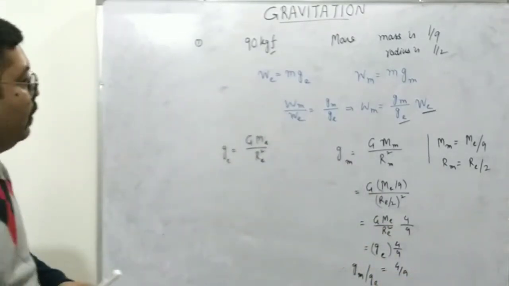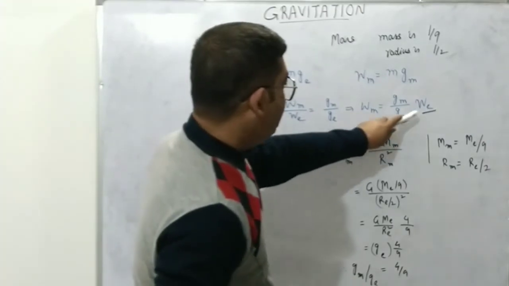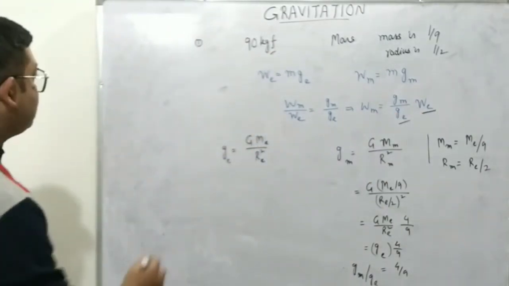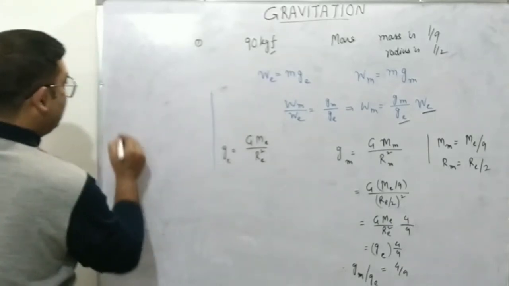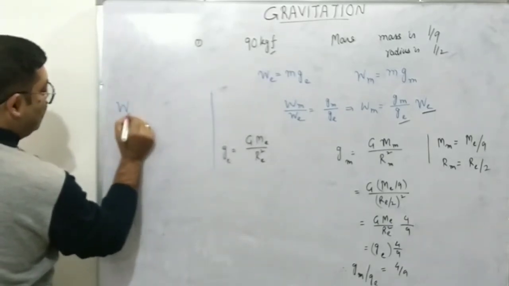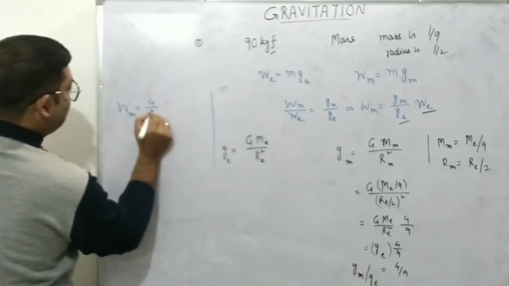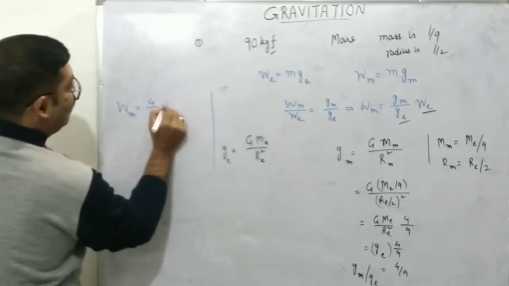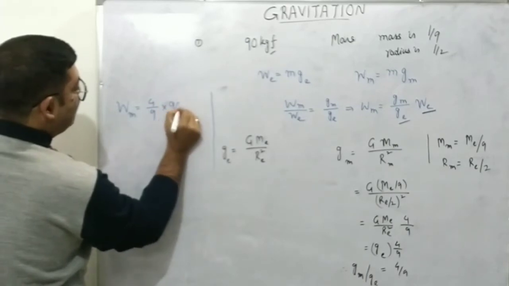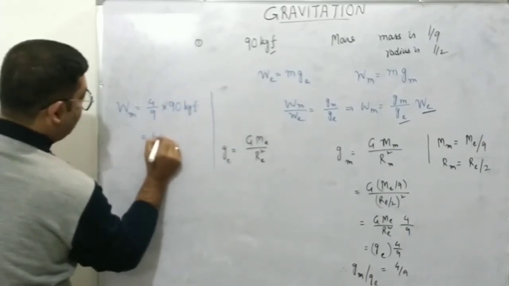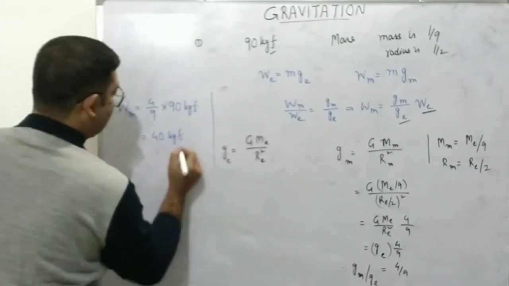So what have we found? We have found Gm by Ge, and Wb has already been given, the weight of the object on the Earth's surface, so we can clearly now solve this problem. Weight of the object on Mars will be Gm by Ge, which is 4 by 9 times the weight of the object on Earth's surface, that is 90 kg force, which will be 40 kg force, and that will be our required solution.